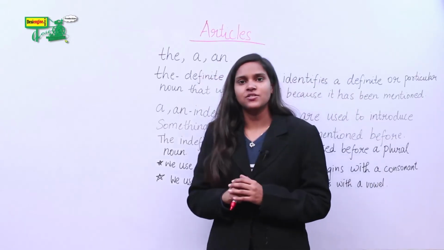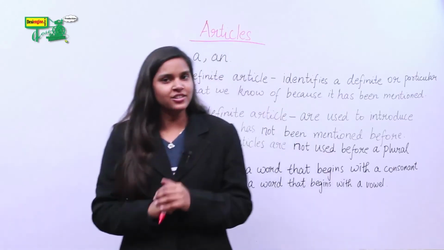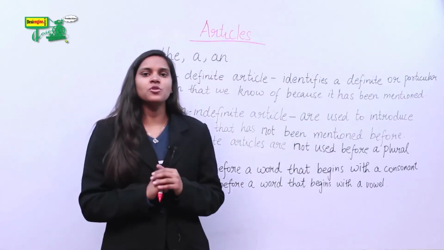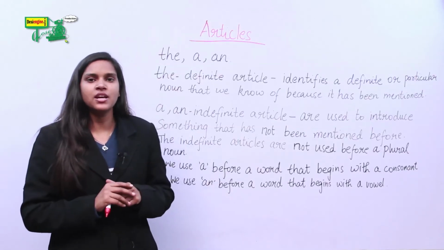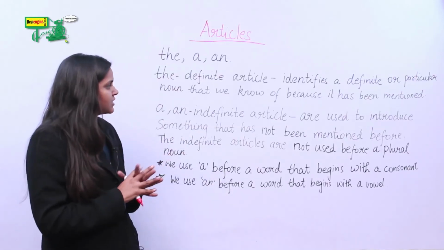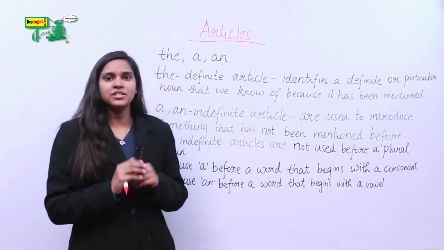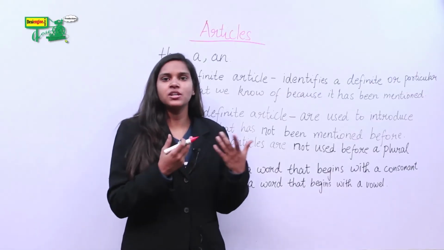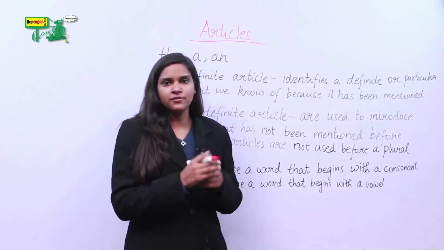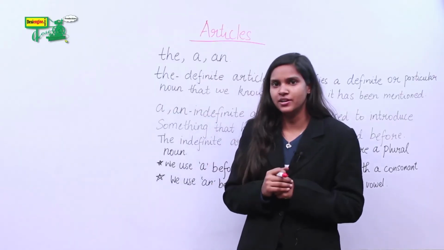And these are classified into two kinds: definite articles and indefinite articles. An example of a definite article is the. What does a definite article mean? A definite article identifies a definite or particular noun that we know of because it has been mentioned earlier. We do not use definite articles for those nouns that are not mentioned earlier.